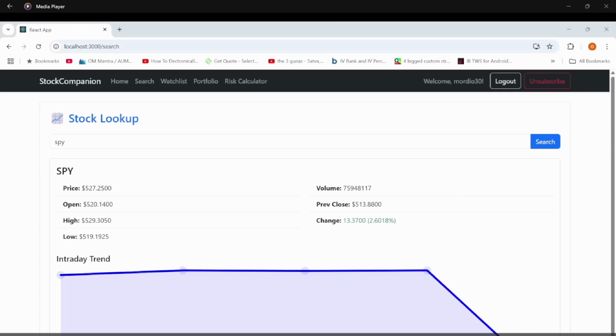So, in conclusion, Stock Companion helps users safely explore the stock market, simulate trades, manage risks, and stay informed, all with a smooth full stack experience. From user authentication to dynamic API integration and scalable code design, my app showcases my ability to solve real world problems with clean and functional solutions.